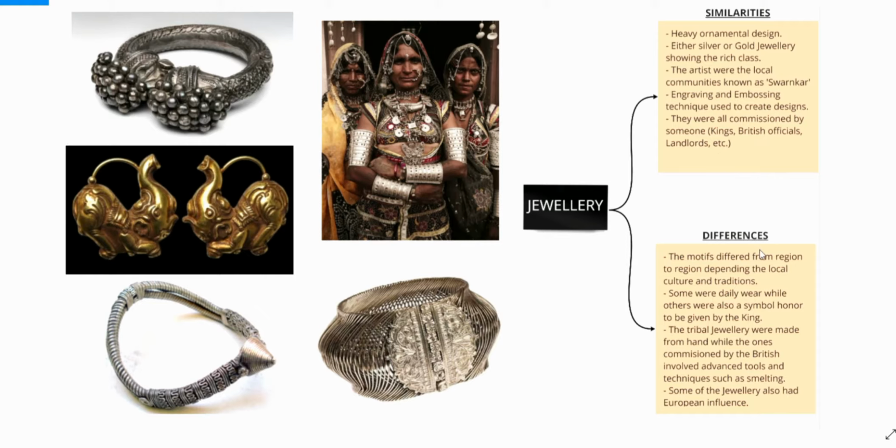Differences: the motifs differed from region to region depending on the local culture and traditions. Some were daily wear, while others were also a symbol of honor to be given by the king, such as in this case. The tribal jewelry was made by hand, while the ones commissioned by the British, like this one, were made with advanced tools and techniques. Some of them even had European influence.